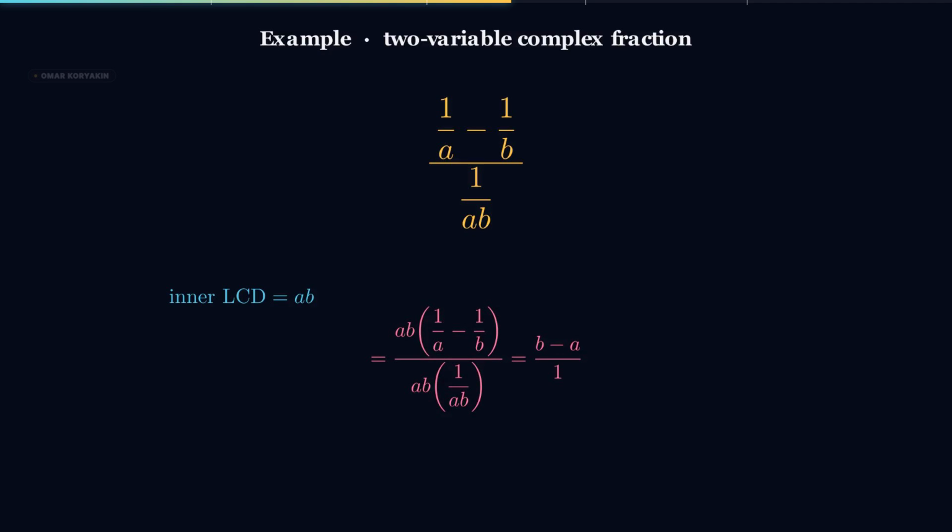Top: a b times 1 over a equals b. A b times 1 over b equals a. So the new numerator is b minus a. Bottom: a b times 1 over a b equals 1. So the new denominator is 1. The complex fraction simplified to b minus a divided by 1. The result is just b minus a. A complex fraction with 3 nested fractions collapsed to a simple binomial. The inner LCD trick makes the procedure mechanical.